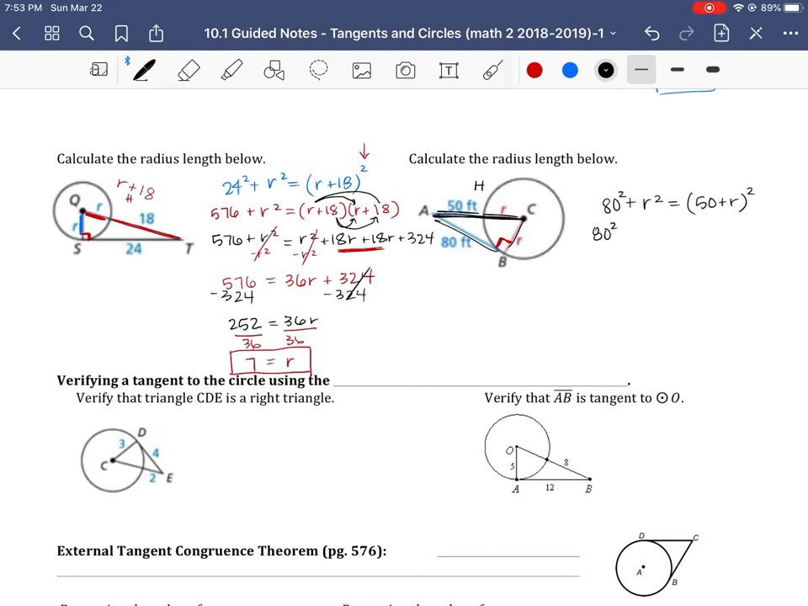And then we would multiply that out, making sure that our first step was 80 squared plus r squared equals, and then we would write this out as two pieces. 50 plus r, and then we would begin to FOIL and simplify. And again, you'll notice those same patterns work. Okay, maybe I am going to work this one out.